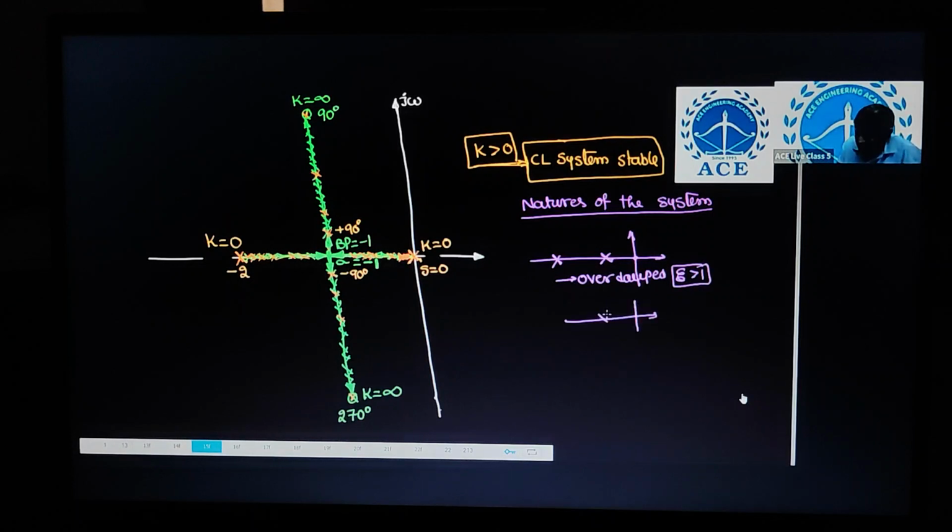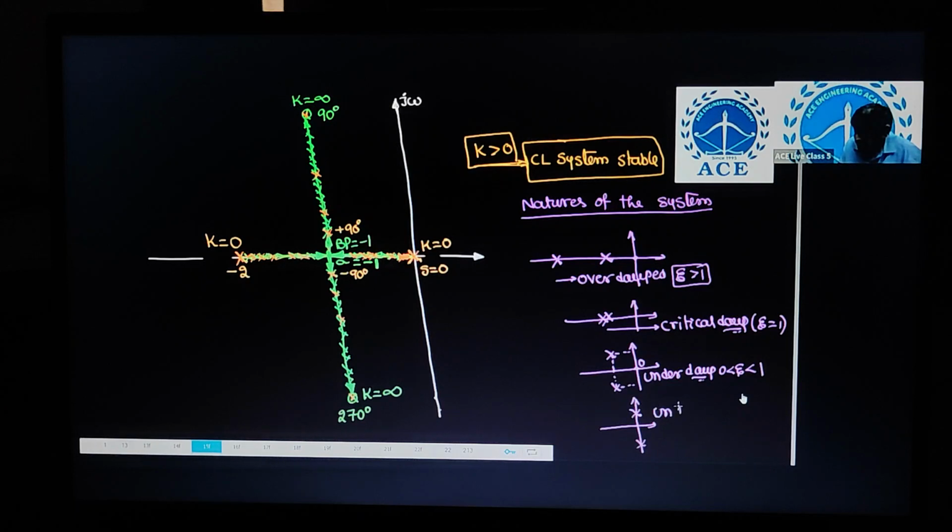Yes or no? Whenever any two poles lie in the left half, which are repeated, what is the nature? Critically damped, theta equal to 1. Whenever any two poles lie in the left half, which are complex conjugate, then it is underdamped, theta greater than 0 and less than 1.